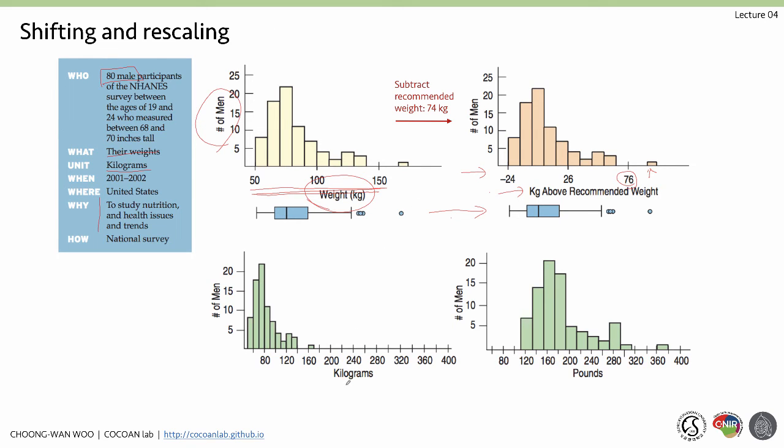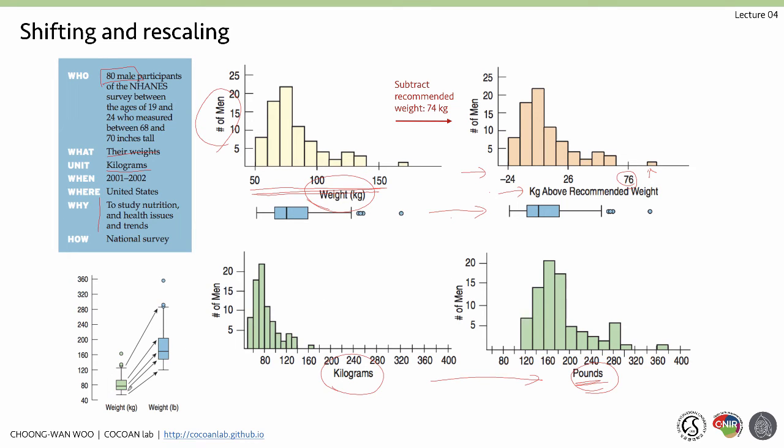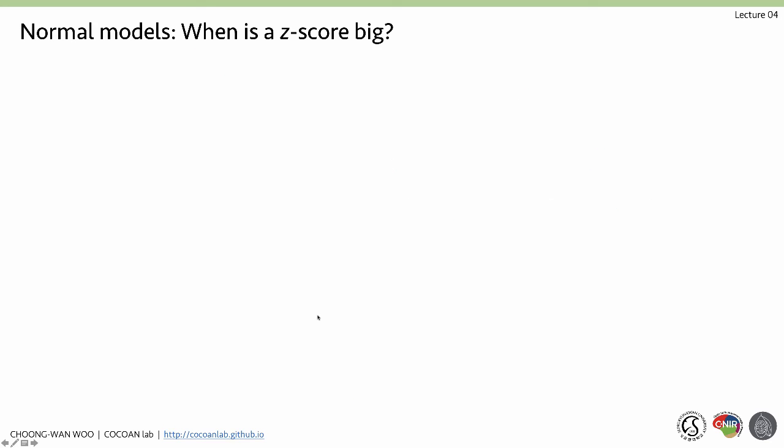But you might want to change the unit, because in the United States people usually use pounds, and therefore you might want to change kilograms to pounds. The distribution is changed a little bit, but just the scales are changed. The distribution is the same, but the scaling is changed. So this is rescaling. Basically, these two components are involved in Z-scoring.